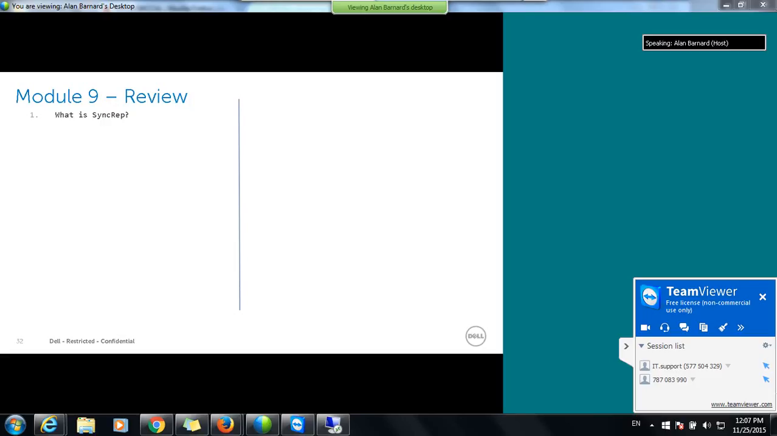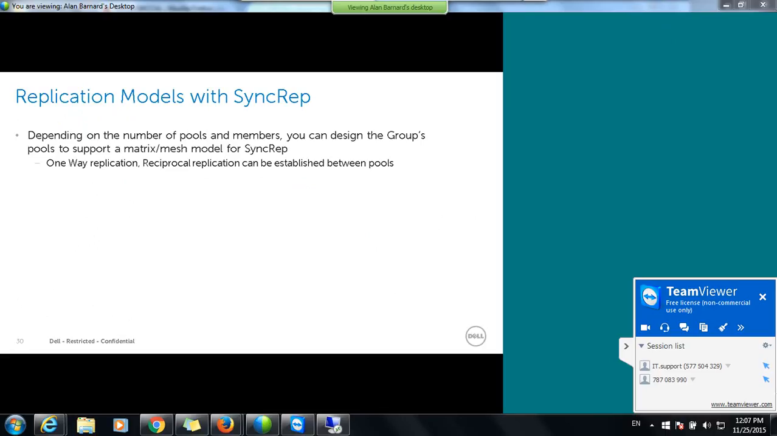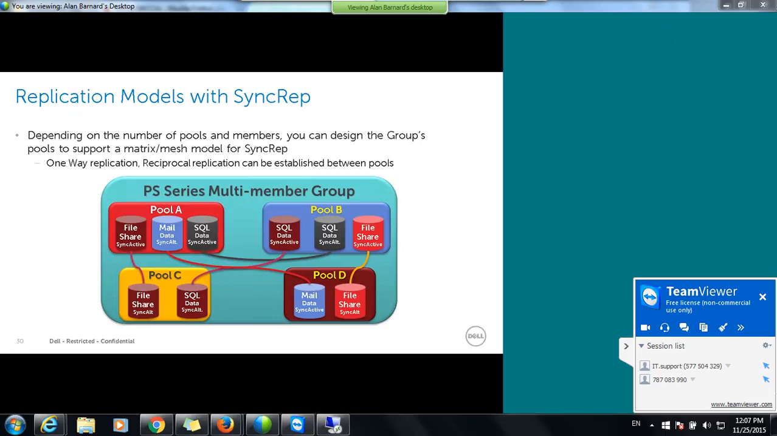Because this is talking about pool. Let's have a look at this. This is a good example here. So this answers your question. You can have your mail going into pool D. You can have your file share going to your pool B, or you can have your file share going to pool A. It doesn't stop you.